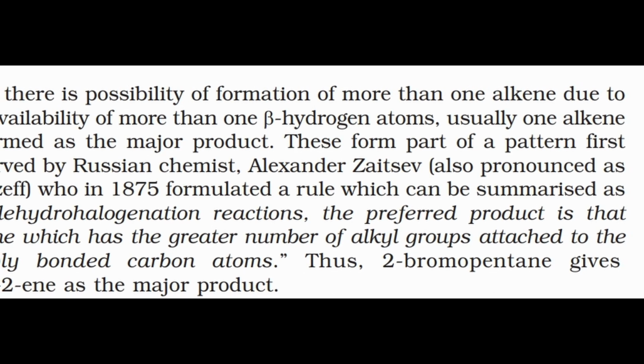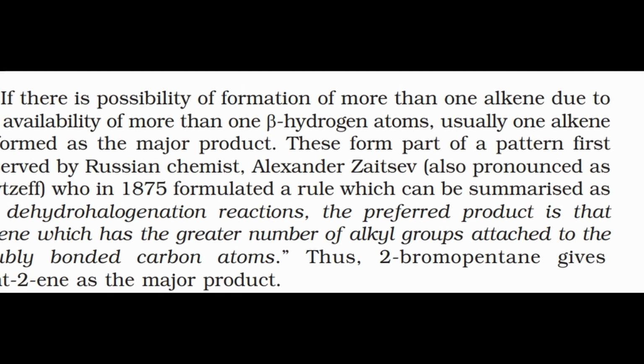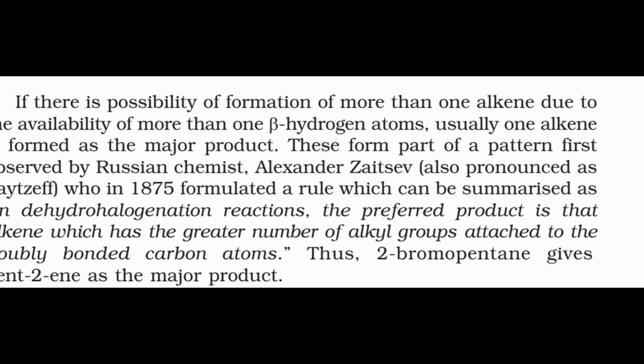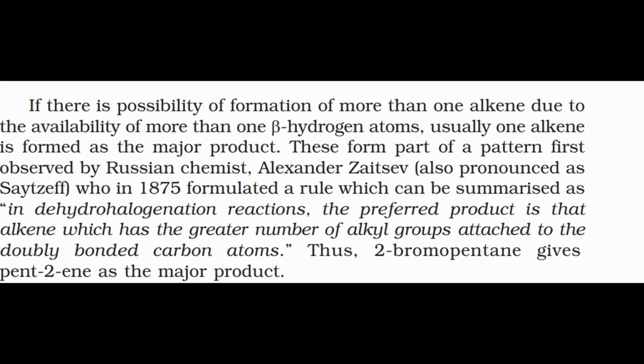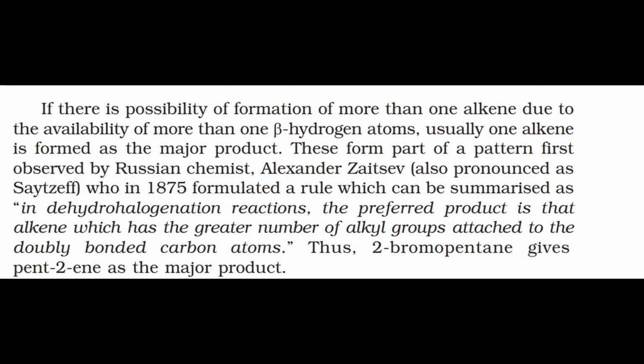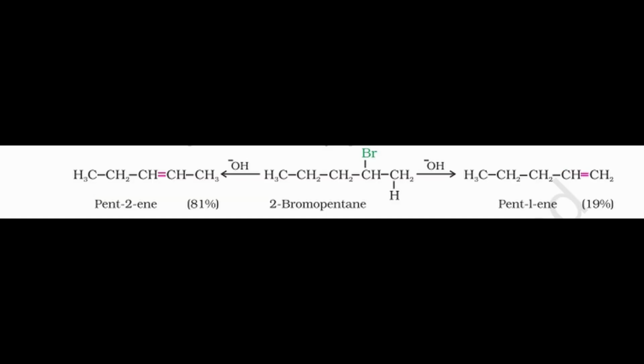If more than one alkene can form due to the availability of more than one beta hydrogen atom, usually one alkene is formed as the major product. The Russian chemist Alexander Zaitsev in 1875 formulated a rule which can be summarized as: in dehydrohalogenation reaction, the preferred product is that alkene which has the greater number of alkyl groups on the doubly bonded carbon atoms. For example, according to this rule, 2-bromopentane gives pent-2-ene as the major product.